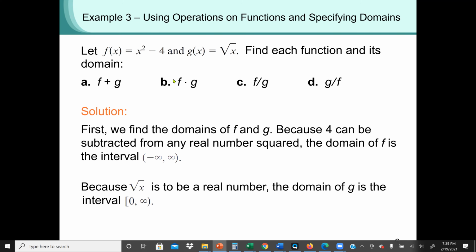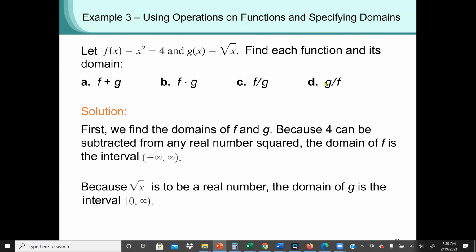So let's start with an example. Let's say we have a function f at x equal to x squared minus 4 and g at x equal to square root of x. Now, to find the sum of f and g, it means we are going to add f at x plus g at x. The product means we're going to multiply the two functions. Quotient means we are going to divide f at x by g at x. And also we have another quotient, we divide g at x by f at x.